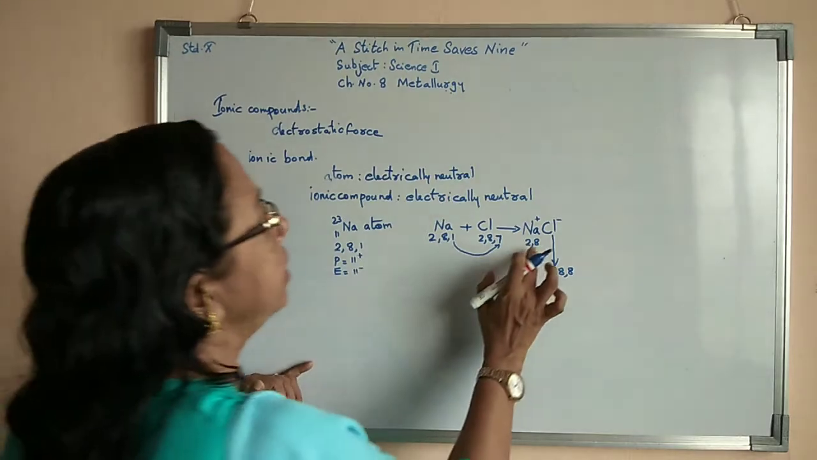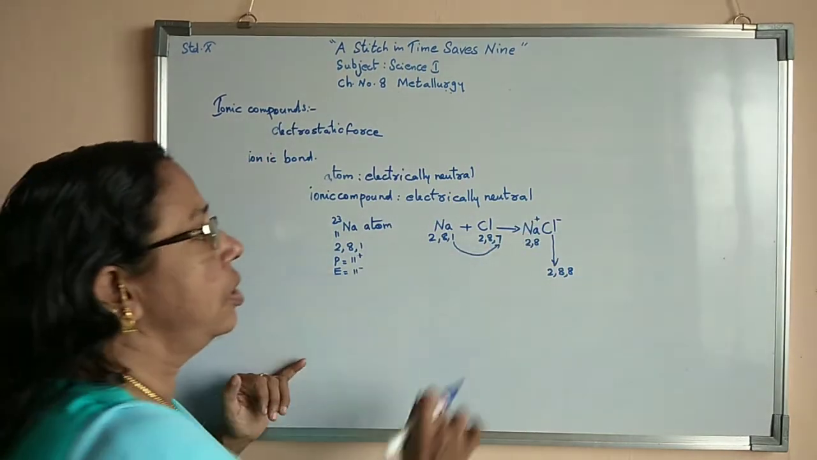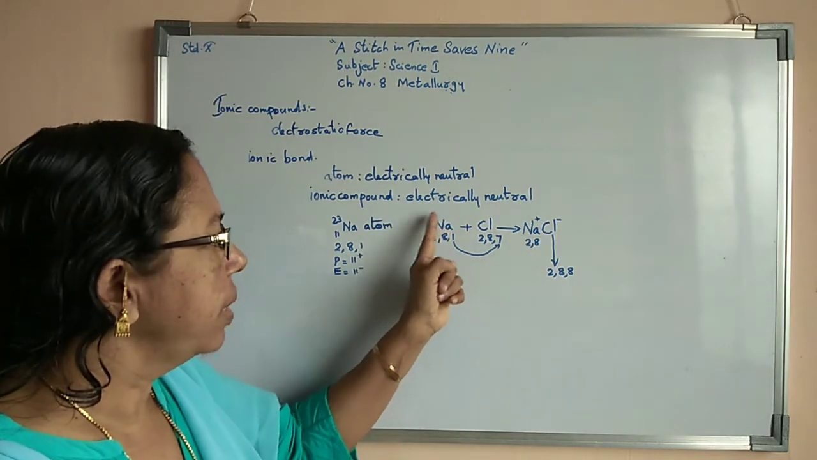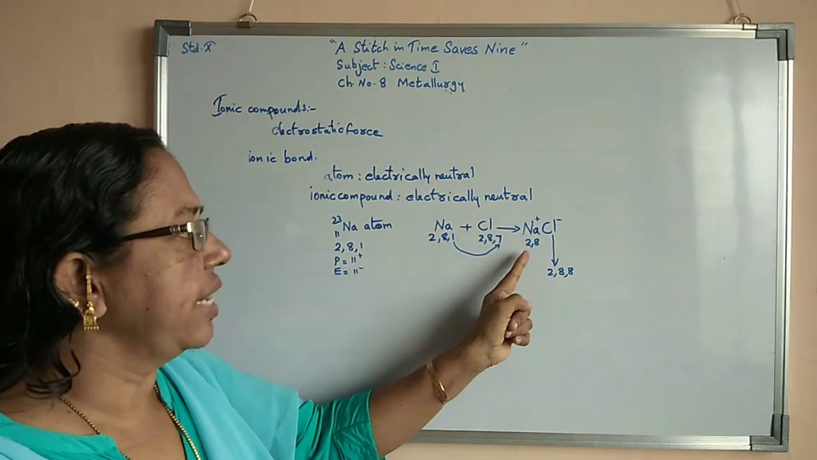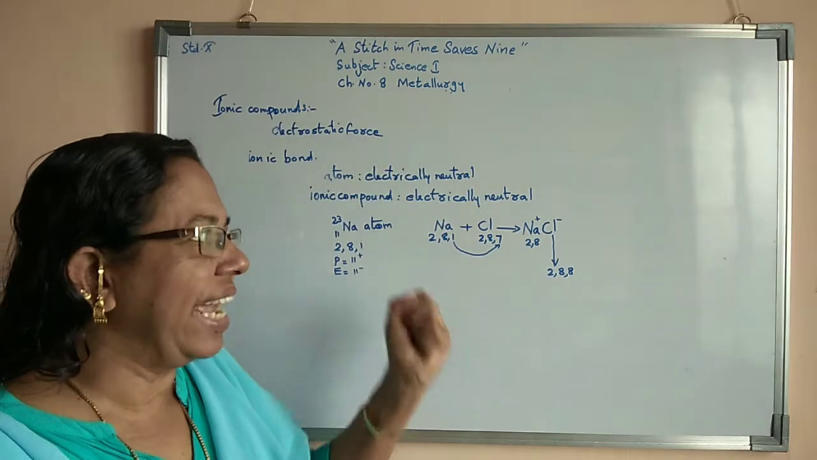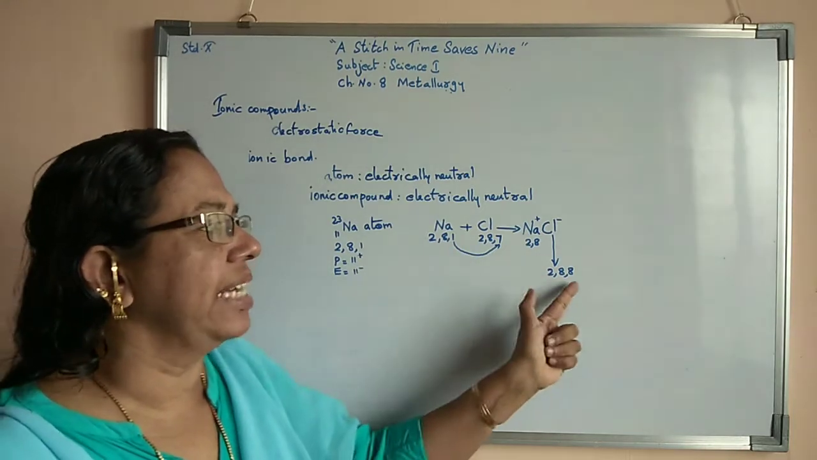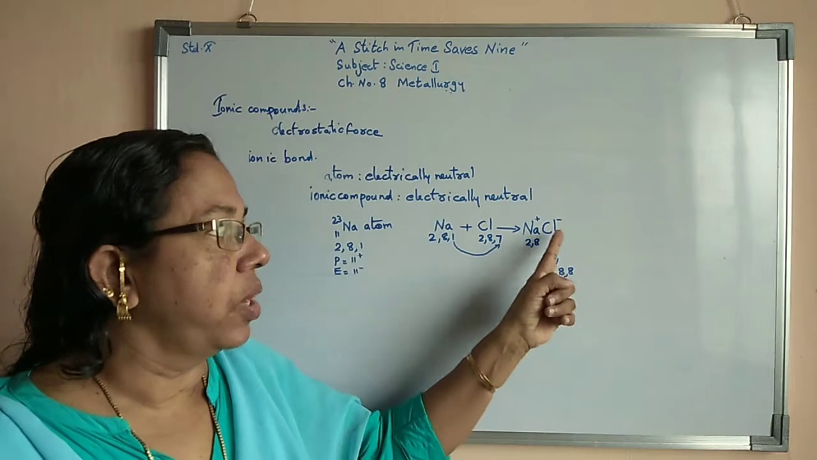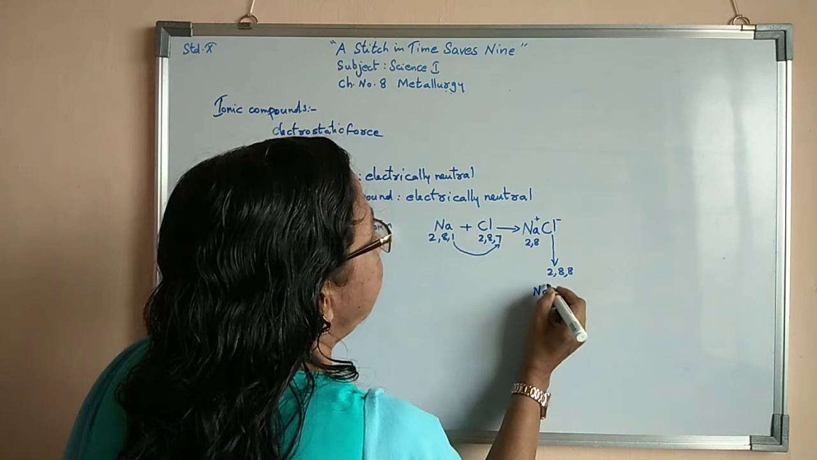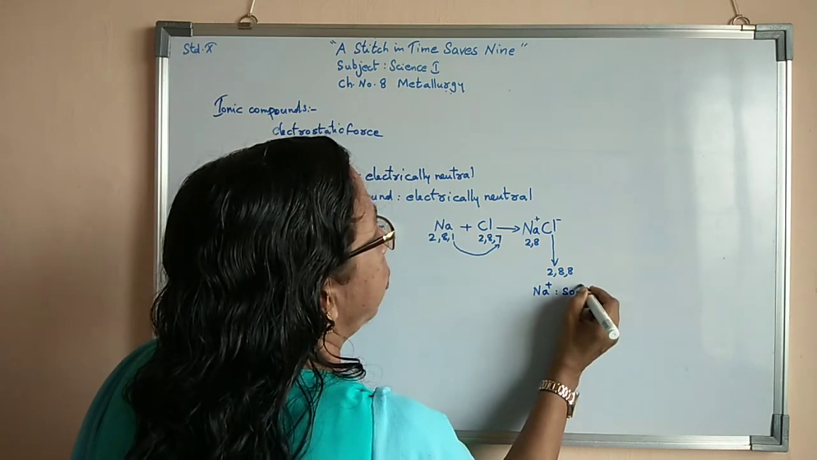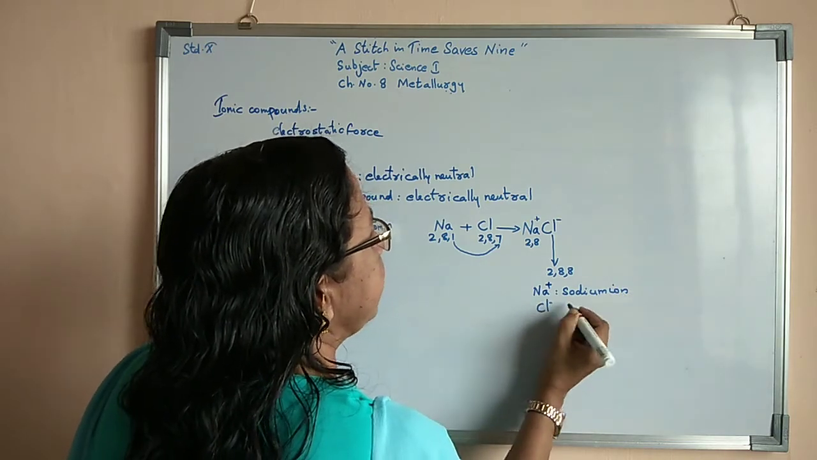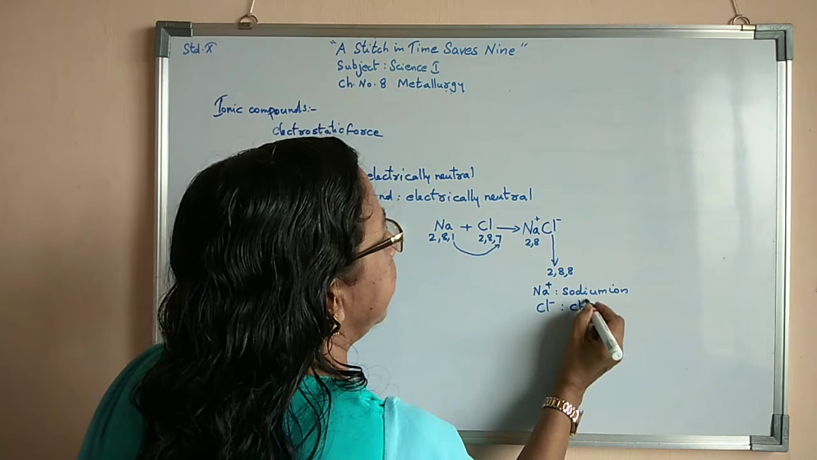So we can say that here the sodium atom loses one electron. As a result, a sodium ion is formed. This chlorine atom gained or accepted one electron from sodium. As a result, a chloride ion is formed. Now Na plus, we will call it the sodium ion. Cl minus, we will call it the chloride ion.